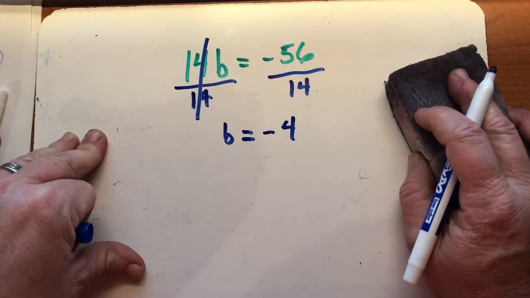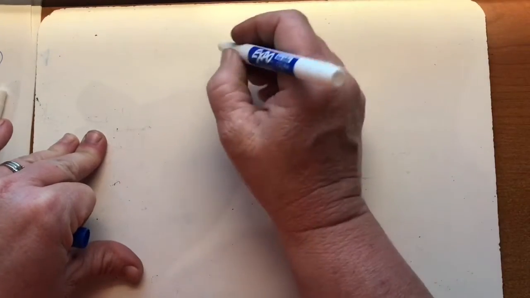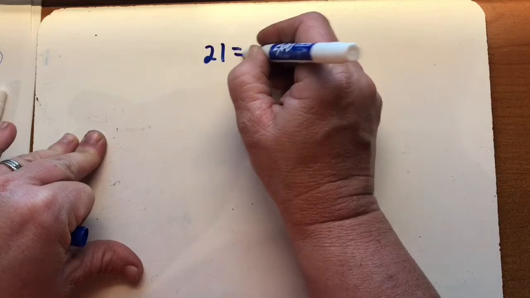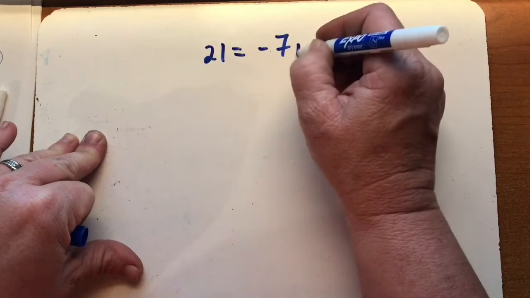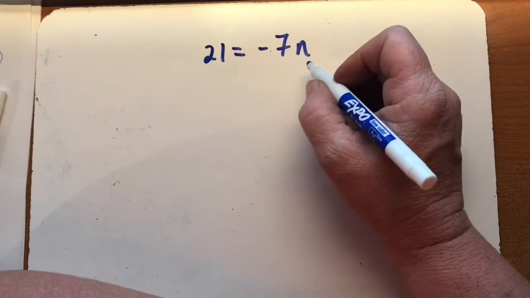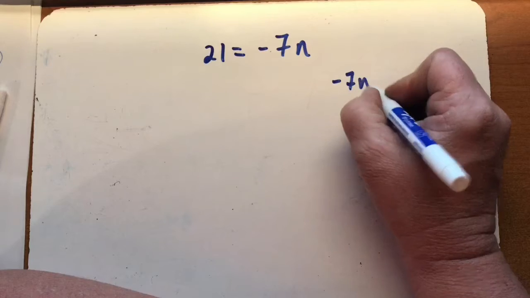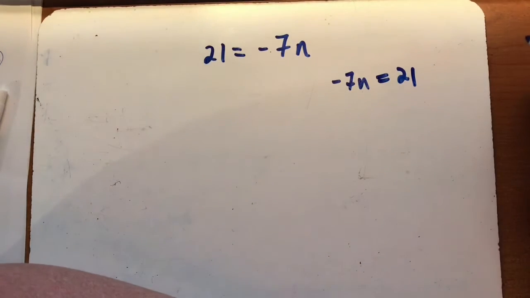Okay, so that's multiplication. Let's see, I think I got another one. Again, sometimes equations are given to us with the variable on the other side, like this. If you need to, you can rewrite it like that.